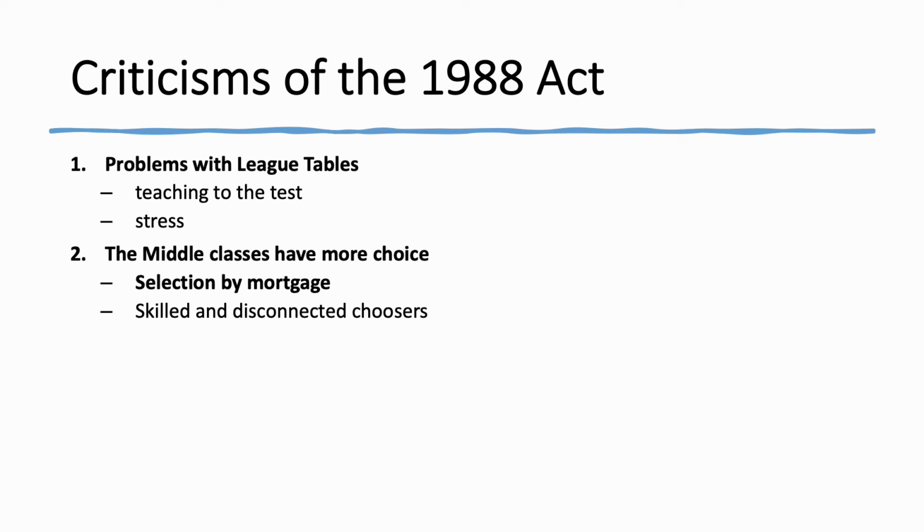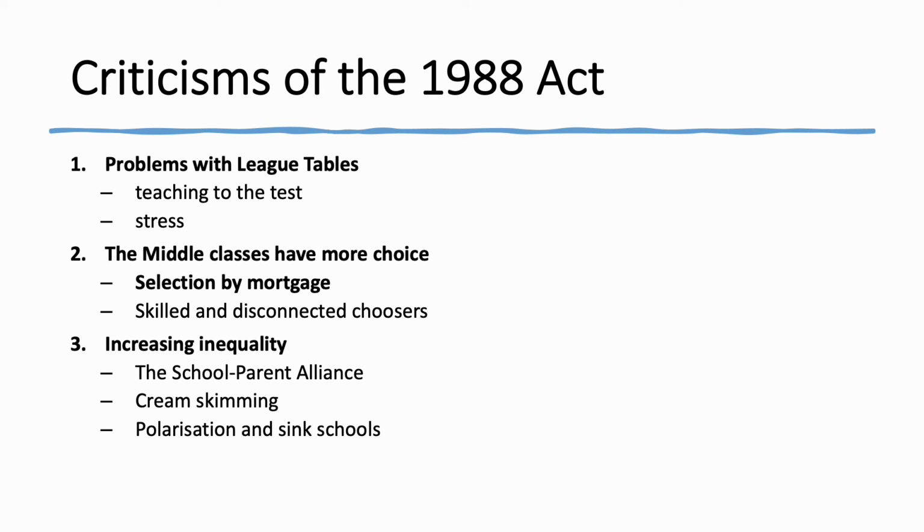Secondly, the system seems to have advantaged middle-class parents more than working-class parents. The easiest way to understand this is that the best schools have got a limited catchment area, and so what's happened is that the house prices near to those schools in those catchment areas have gone up, and there's a premium of several tens of thousands of pounds on those houses, and so richer parents can afford to move closer to schools with better results because they've got more money basically.